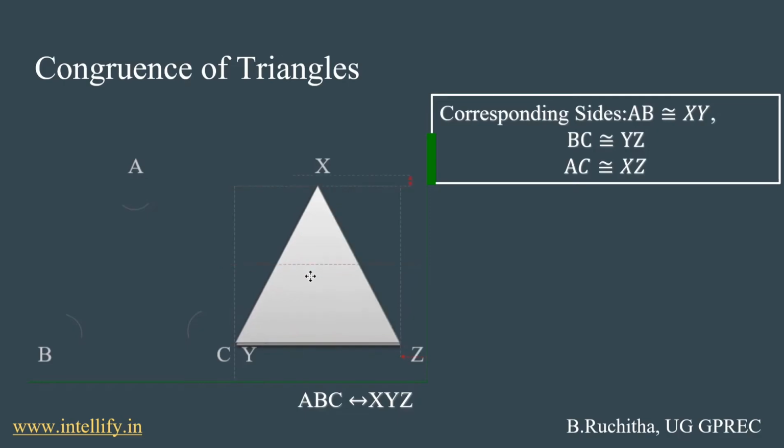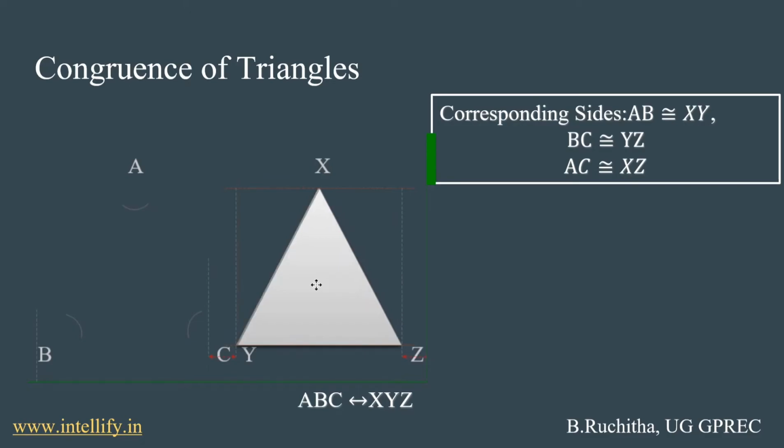And the third one is we have to show that the angles should be congruent. We observe that angle A is exactly coinciding with angle X, angle B is exactly coinciding with angle Y, and angle Z is exactly coinciding with angle C. So we can say that their angles are also congruent. By this we can say that the two triangles are congruent. But we should also say the corresponding sides. Otherwise we can't say that these two triangles are congruent.